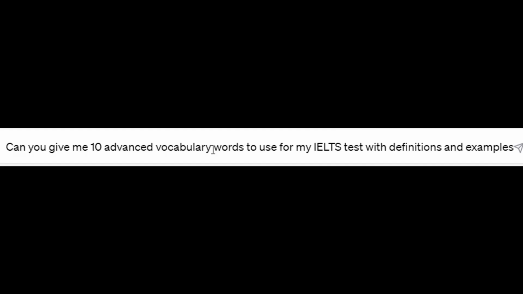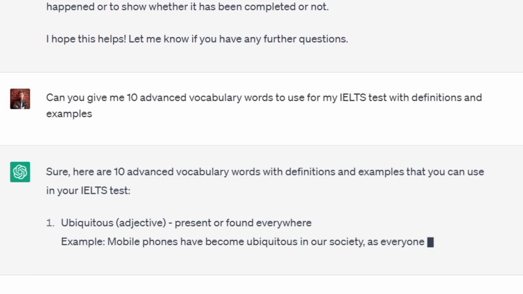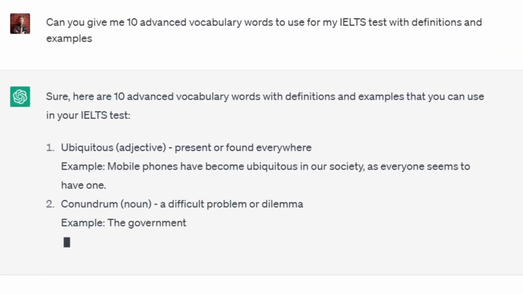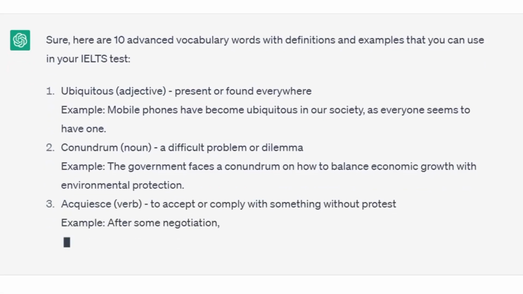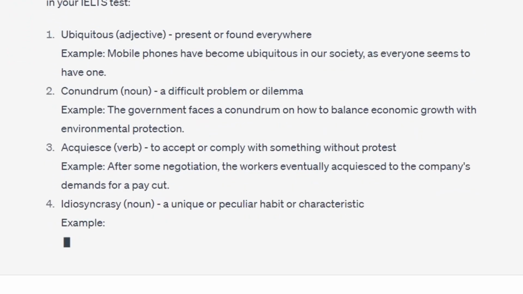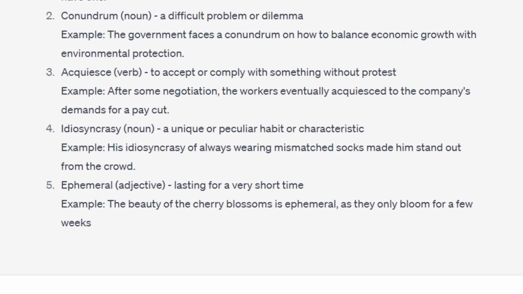Can you give me 10 advanced vocabulary words to use for my IELTS test with definitions and examples? Here are 10 advanced vocabulary words with definitions and examples that you can use in your IELTS test. Ubiquitous, adjective, present or found everywhere. Example: mobile phones have become ubiquitous in our society, as everyone seems to have one. Conundrum, noun, a difficult problem or dilemma. Example: the government faces a conundrum on how to balance economic growth with environmental protection.